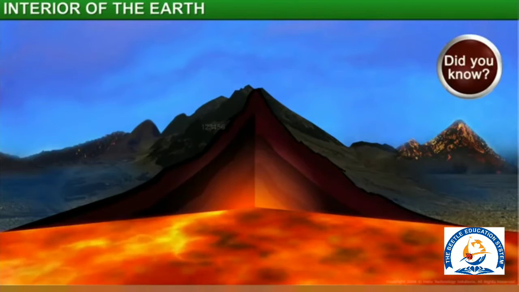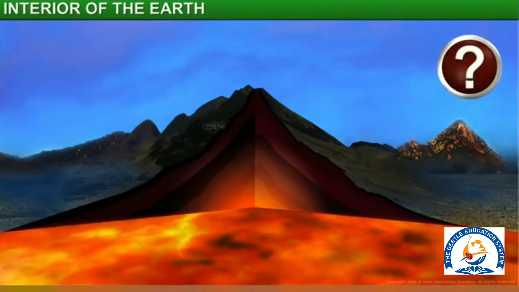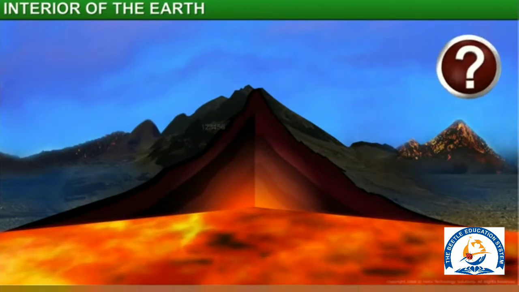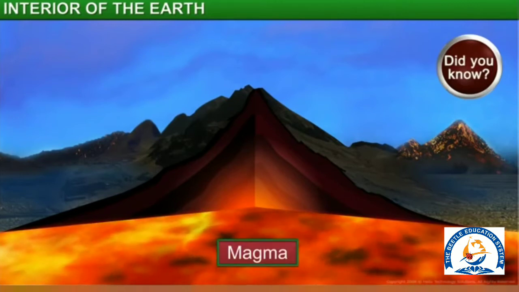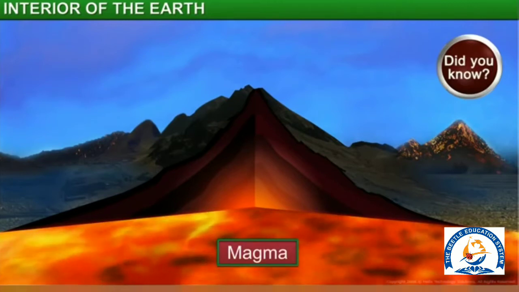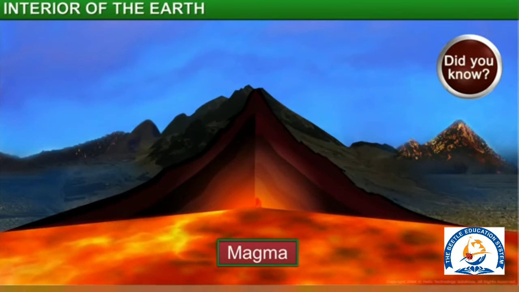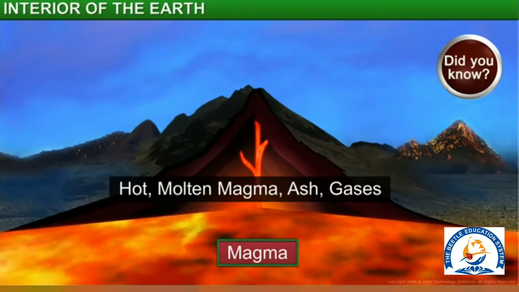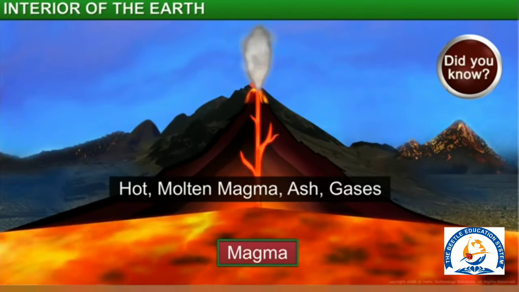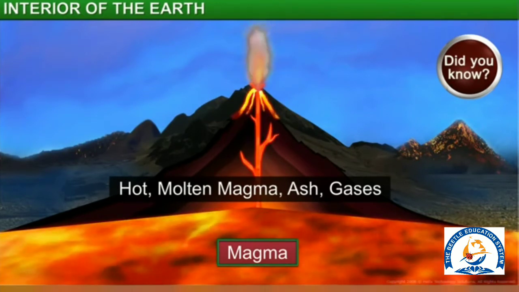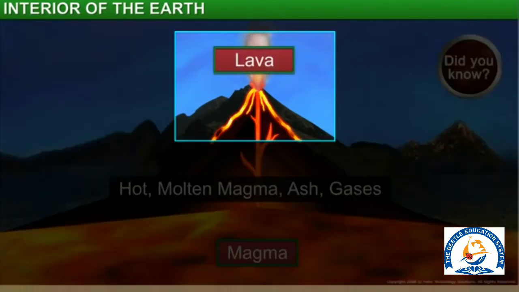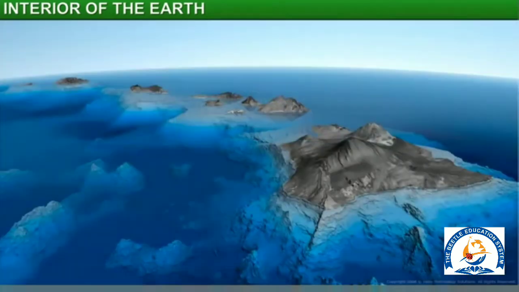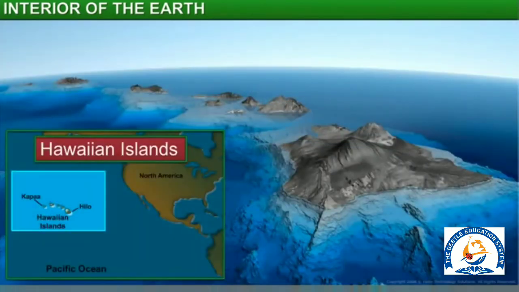Did you know? When the Earth's crust gets ruptured, the hot, molten magma, ash and gases come out from the core to the surface of the Earth. This results in the formation of a volcano. The magma that is released on the surface of the Earth is called lava. The Hawaiian Islands are said to have formed due to undersea volcanic activities.